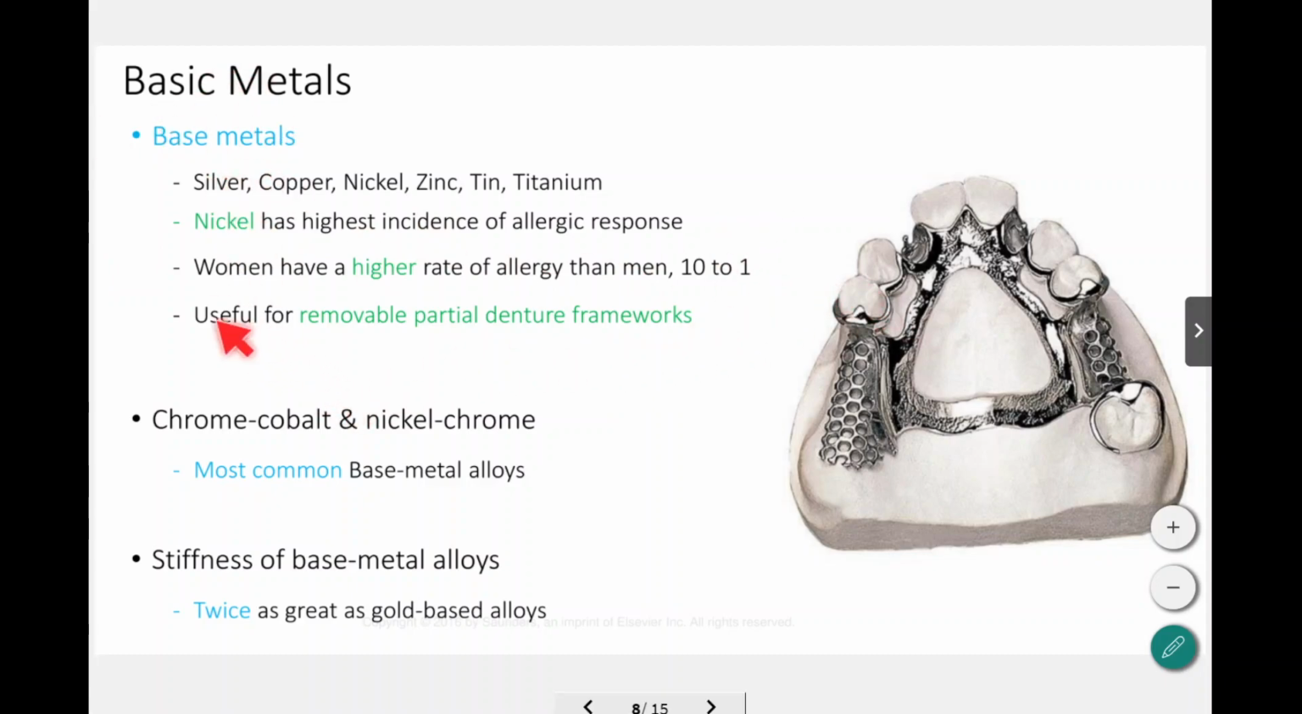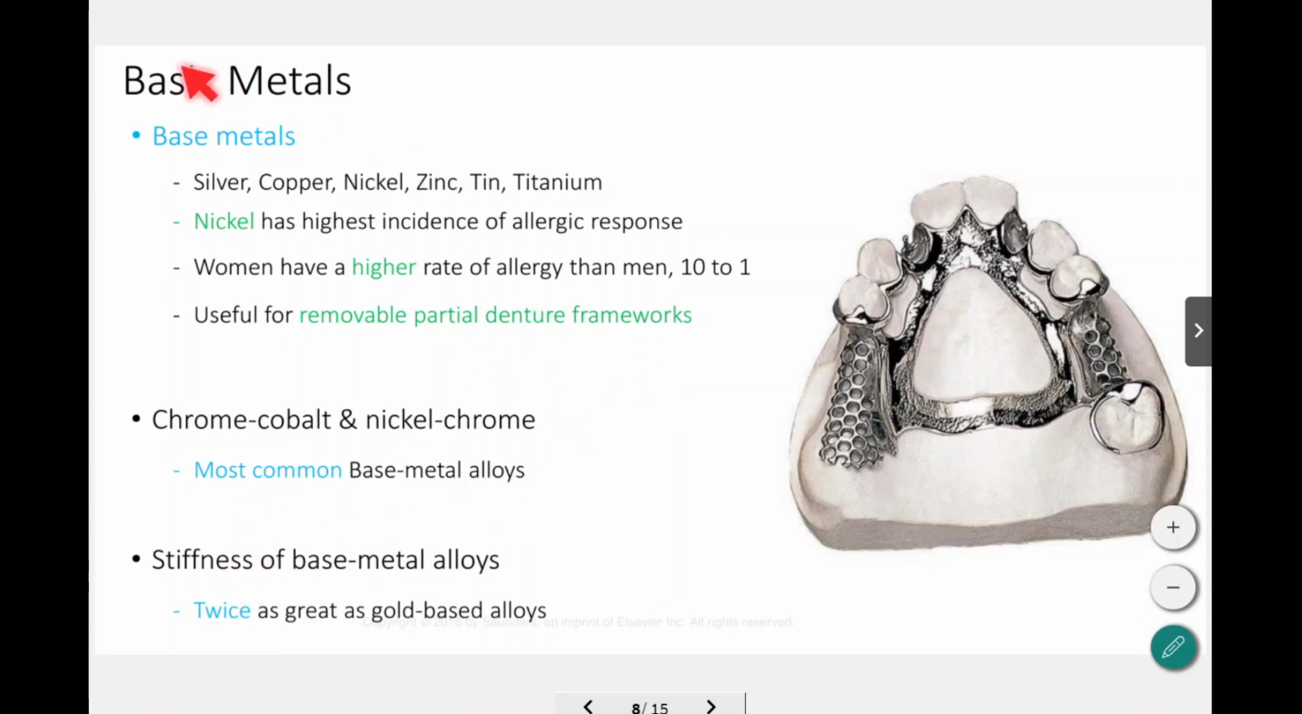Anyway, these base metals are useful for removable partial denture framework, and this is the framework of the removable partial denture, because these other spaces will be filled out with acrylic and acrylic teeth. Okay. The cobalt chrome or nickel chromium alloys are the most used basic metal alloys in dentistry, and these are usually again used for these removable partial dentures.